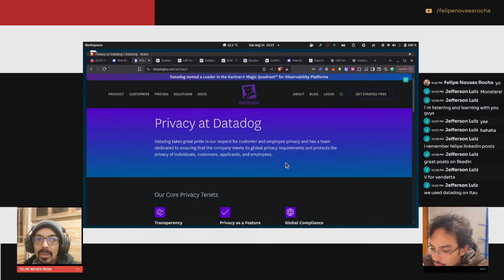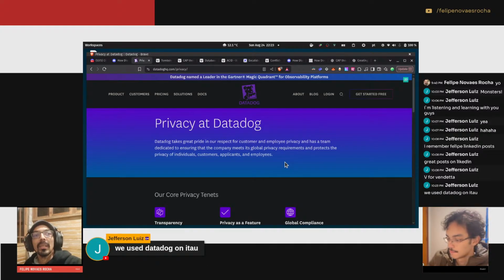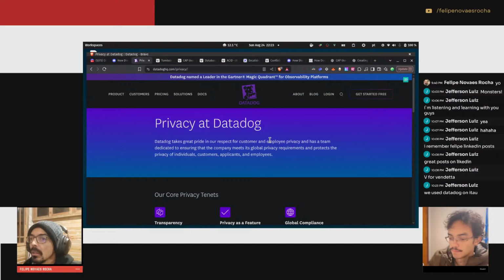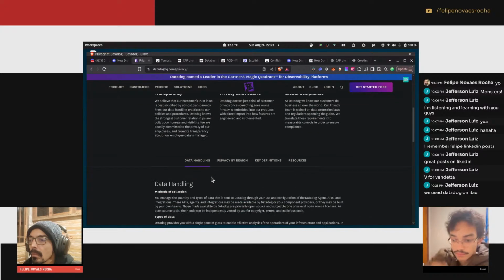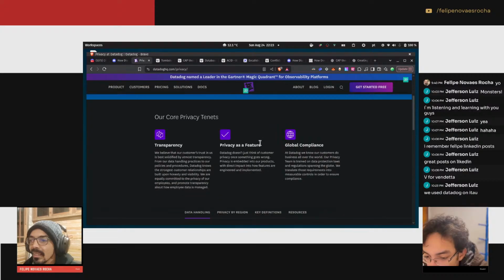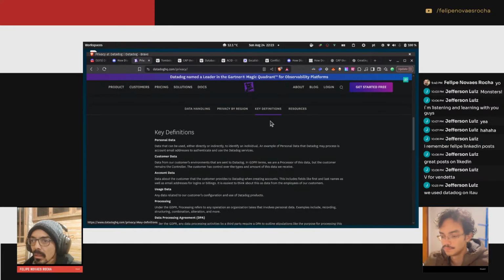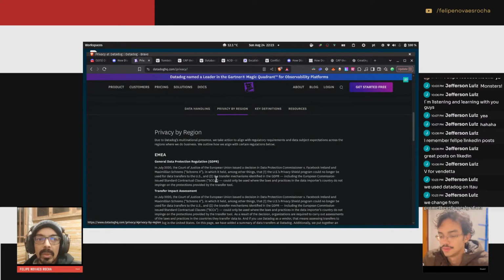Jefferson said, we use Datadog at Itaú. Yeah, exactly. Datadog is huge. Transparency. Yeah, they have a privacy data center just for privacy data, because of sensitive stuff. Imagine the DevOps.